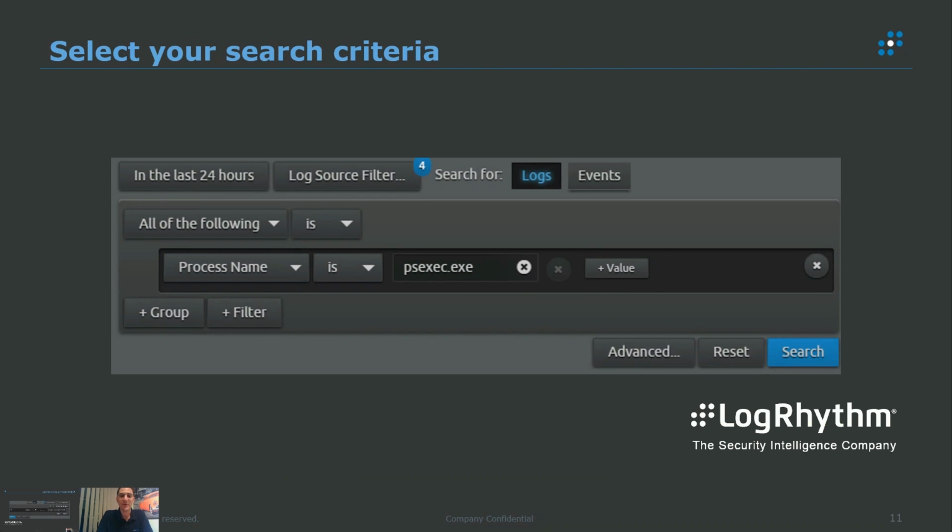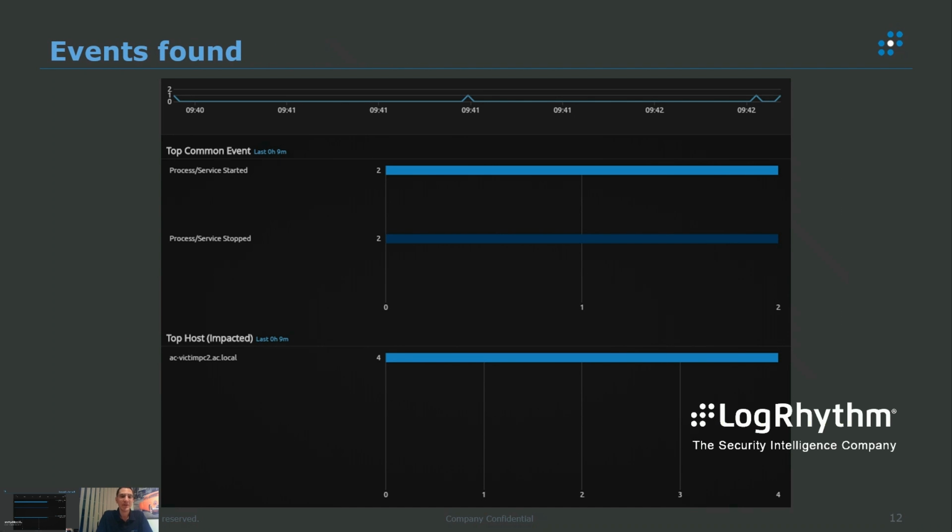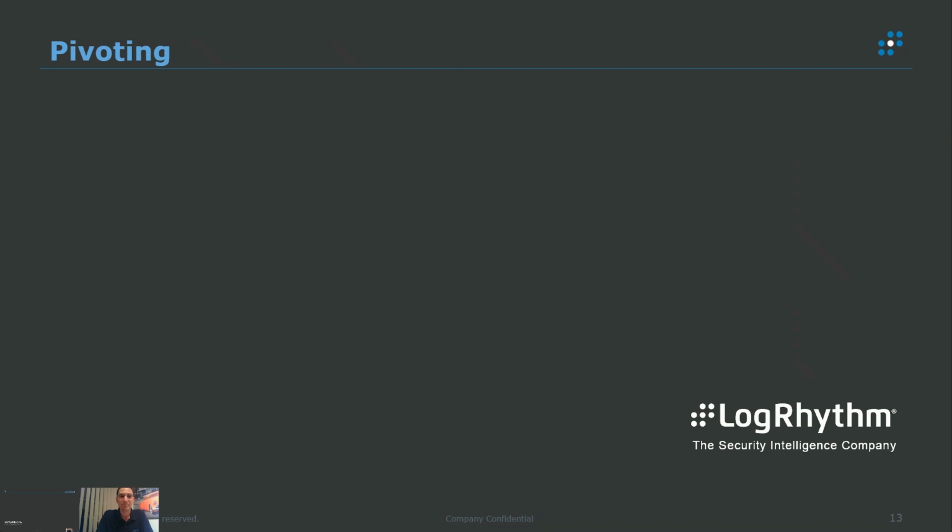So we can select our criteria, nothing too tricky about that, and then start looking at the results. What we've got here is the process started and stopped, which is just a metadata or common event that's been derived from the original log message. And then we have a host, which I'll just call PC2.